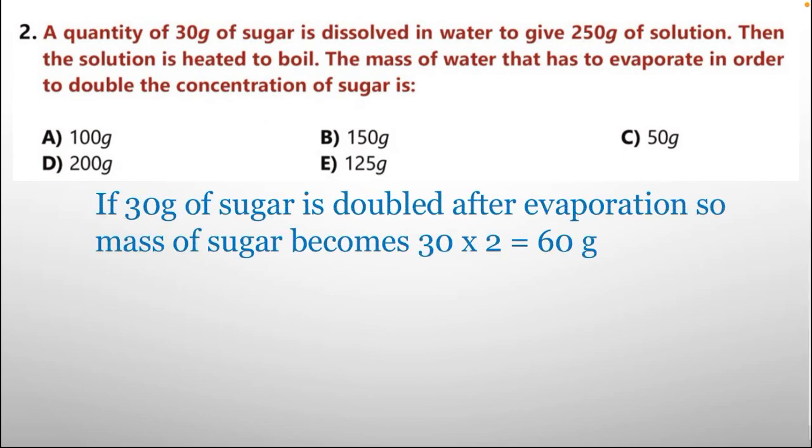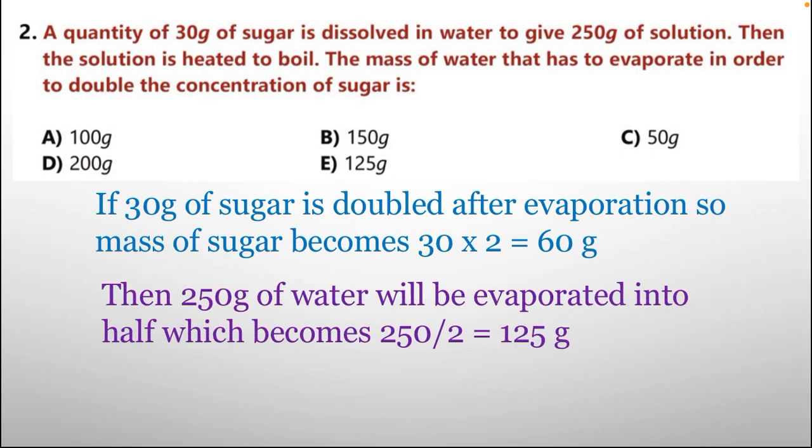If the concentration of 30 grams of sugar is doubled after evaporation, the mass of sugar becomes 30 multiplied by 2, equal to 60 grams. Then the 250 grams of solution will be evaporated to half, which is 250 divided by 2, equal to 125 grams. So the correct option is option E, 125 grams.